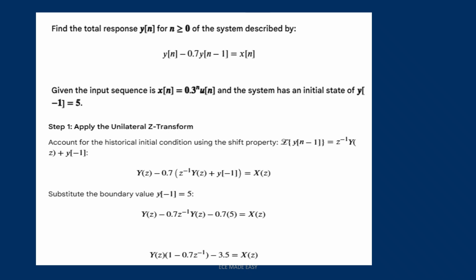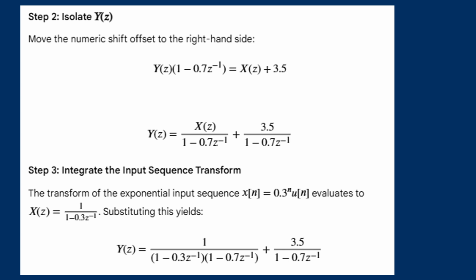Here also in this example, find the total response y of n for n greater than 0 given by this equation. Input is given as 0.3 to the power n u of n, and y of minus 1 is 5. The process is the same. Okay, simply take care while substituting y of minus 1. Whenever y of minus 1 is given, the z transform of y of n minus 1 will be given by z inverse y of z plus y of minus 1. And solve in a similar way, taking the z transform on both sides, keeping y of z on the left hand side, substituting x of z by taking the z transform of the input.